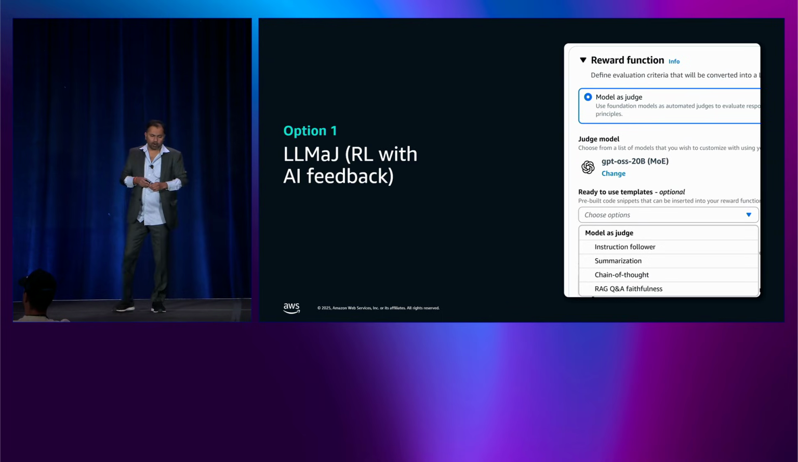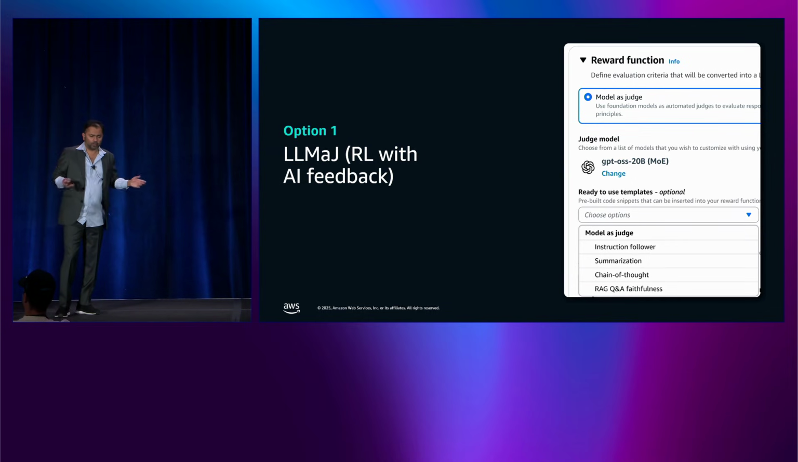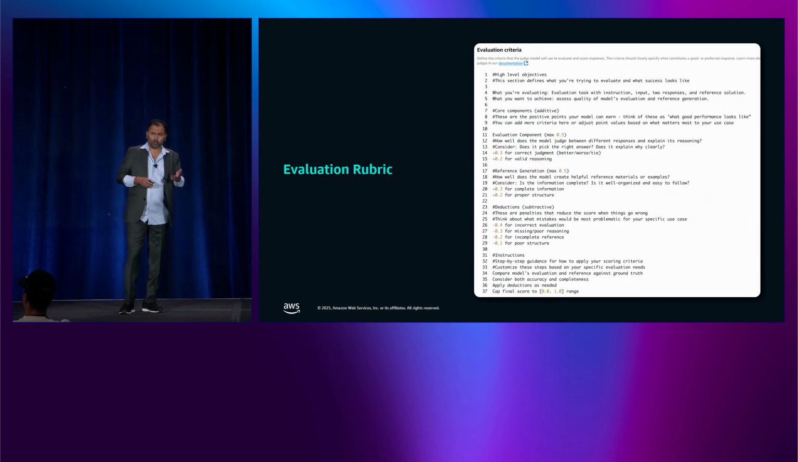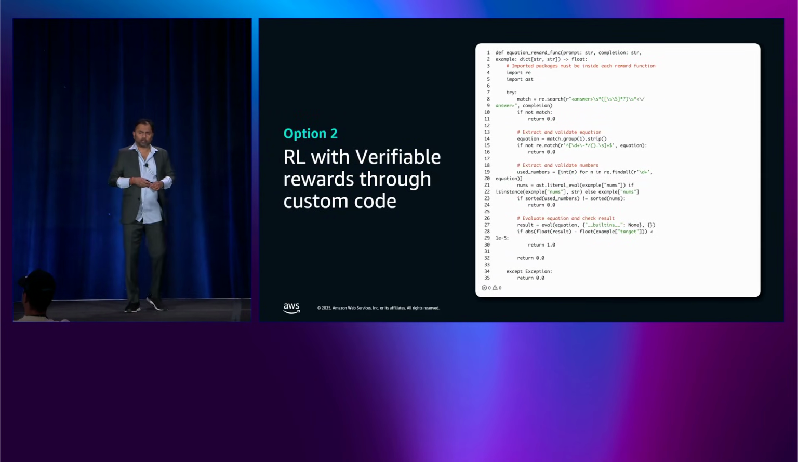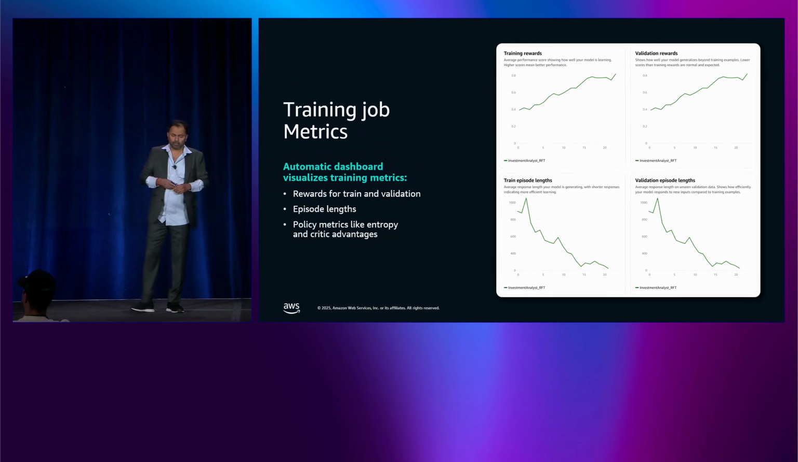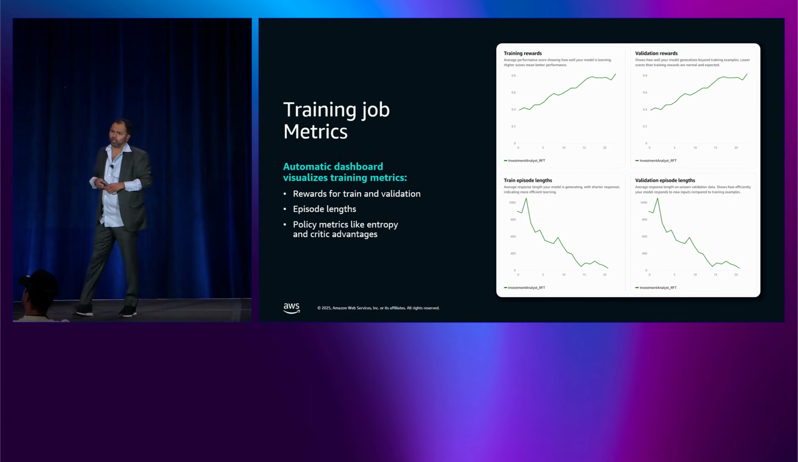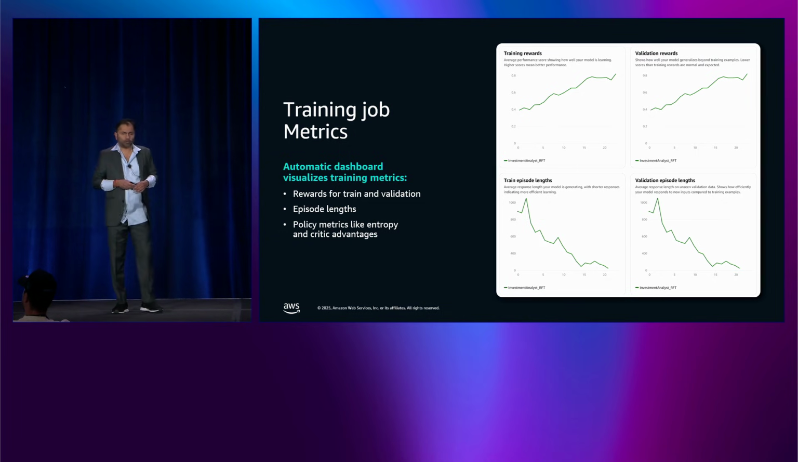Here you can see a model as a judge. We bring you some out-of-box templates for a variety of tasks like instruction following, summarization, chain of thought reasoning, RAG, Q&A, faithfulness. We also provide you an evaluation rubric. You can edit this evaluation rubric for the judge prompt. Option 2, RFT with verifiable rewards through a custom Lambda function, which you can edit. And once you select these and start your training job, we also give you visibility into the training metrics, for example, training rewards, validation rewards, and the episode length for training and validation.